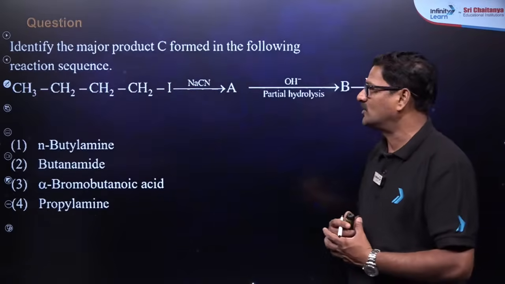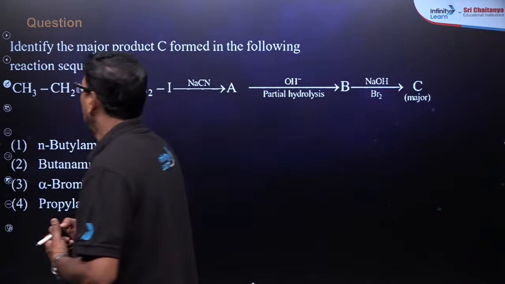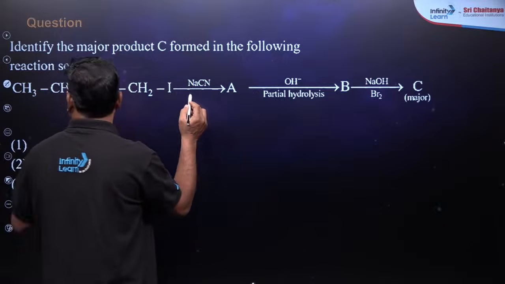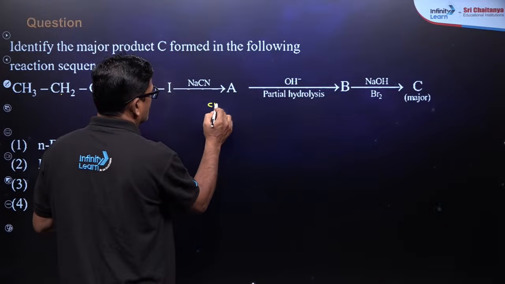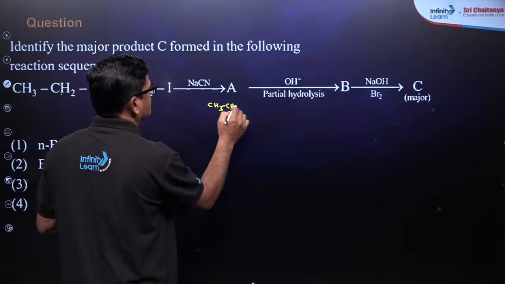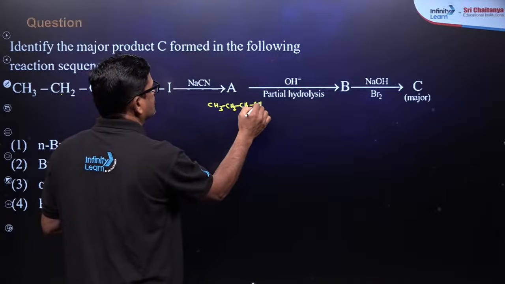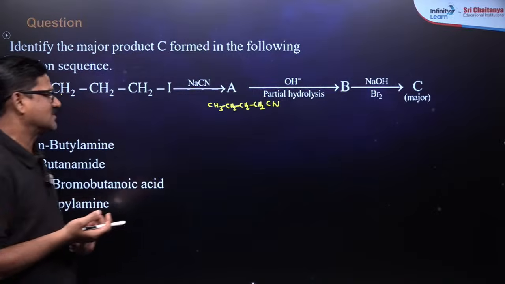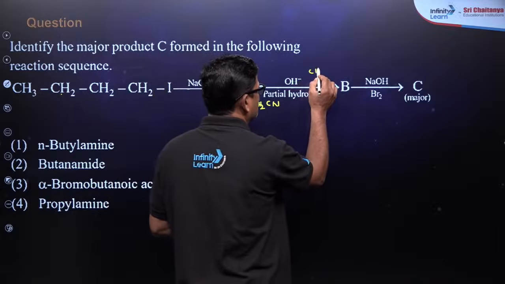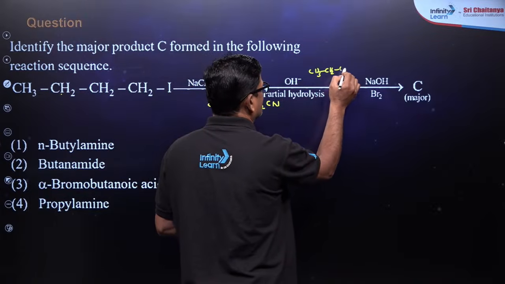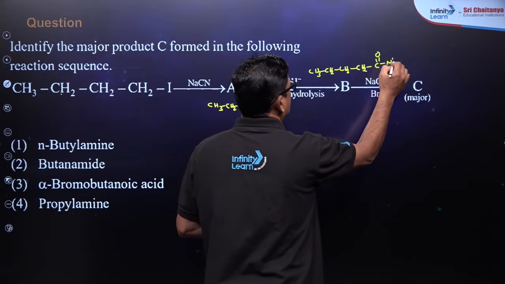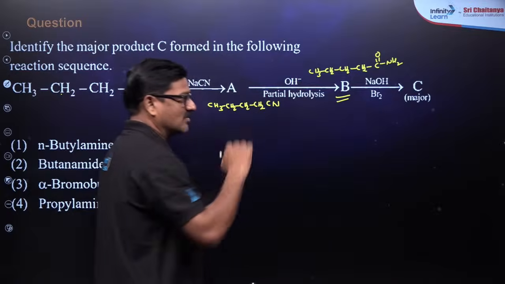Let us talk about one more question. Identify the major product formed in the reaction sequence. When it is reacted with sodium cyanide, you are going to get a cyanide. If you get a partial hydrolysis, you are going to get CH3CH2CH2CH2C double bond O NH2. It is not complete hydrolysis, but partial hydrolysis.